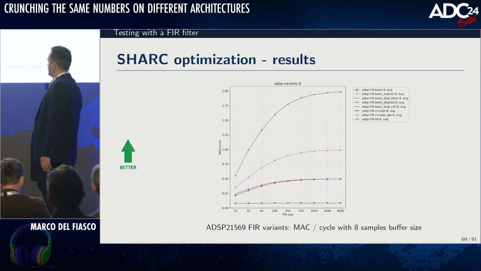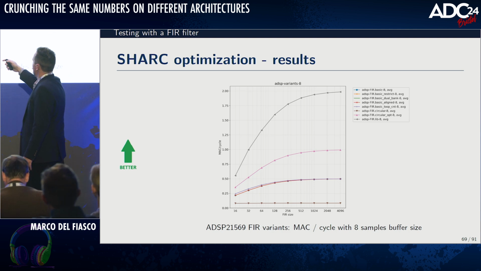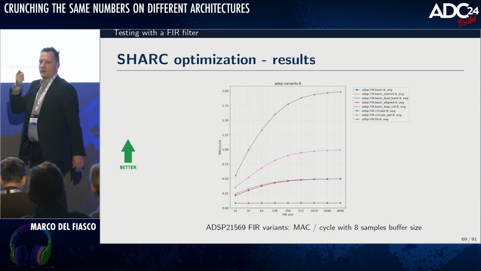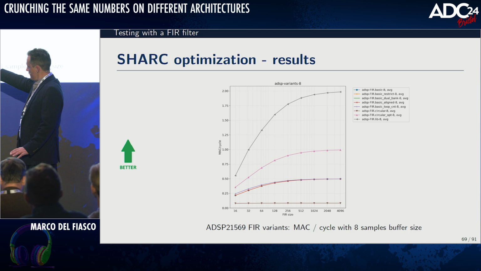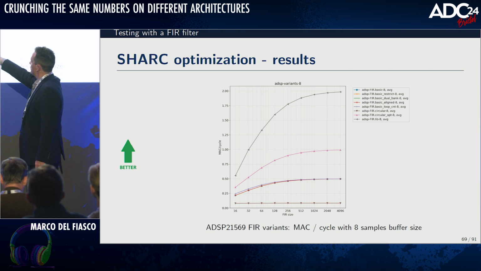What are the results? So starting from our basic version, we reached like 0.5 MACs per cycle. My circular buffer implementation without any compiler pragma performed very bad, like 0.1 MACs per cycle. But after I optimized it, I reached the pink line. So I reached 1 MAC per cycle, which is quite good.